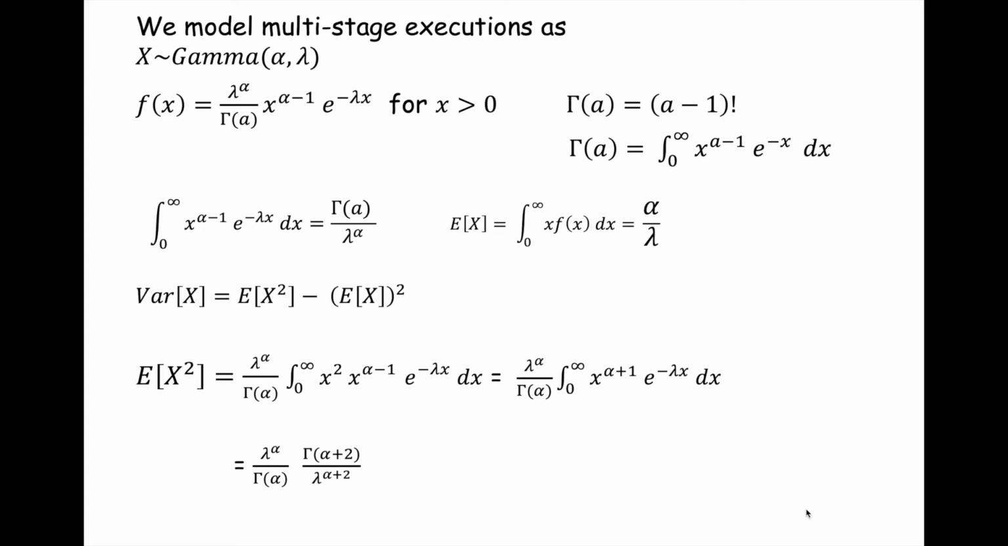So with that, I have alpha plus 1 times alpha in the numerator, and I have lambda squared in the denominator. Okay, so that's the expectation of x squared.